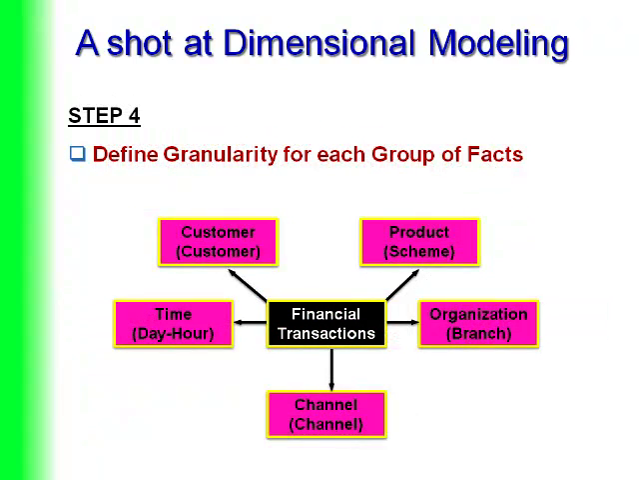Then step 4, define the granularity for each group of facts. Do you want to measure the facts related to financial transactions with respect to customer, scheme, branch, channel, day or hour combination, or weekly KPIs that need to be calculated weekly, quarterly, etc.? But whatever it may be, the granularity must be identified for each group of facts. So the granularity identified for this group of facts of financial transactions is shown in the dimension table.